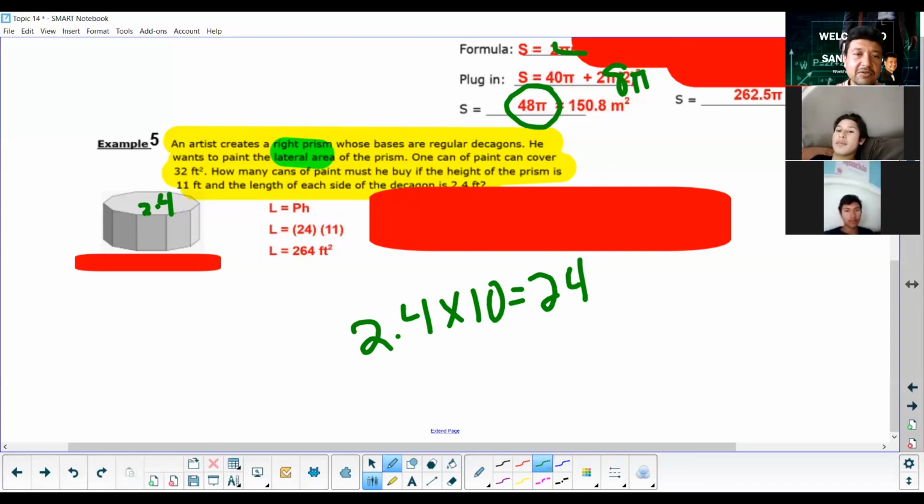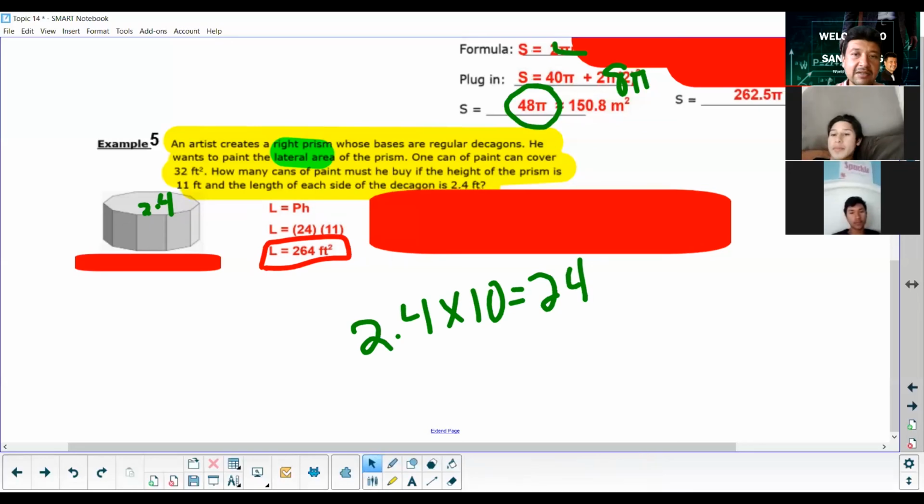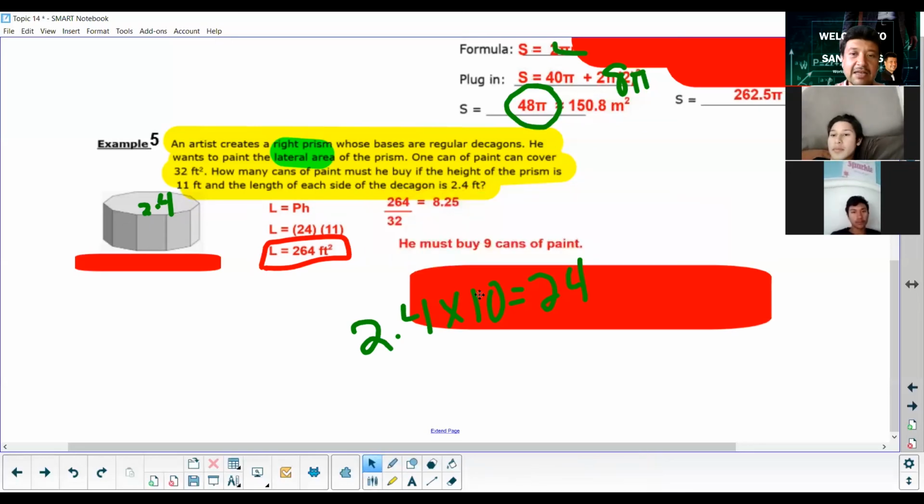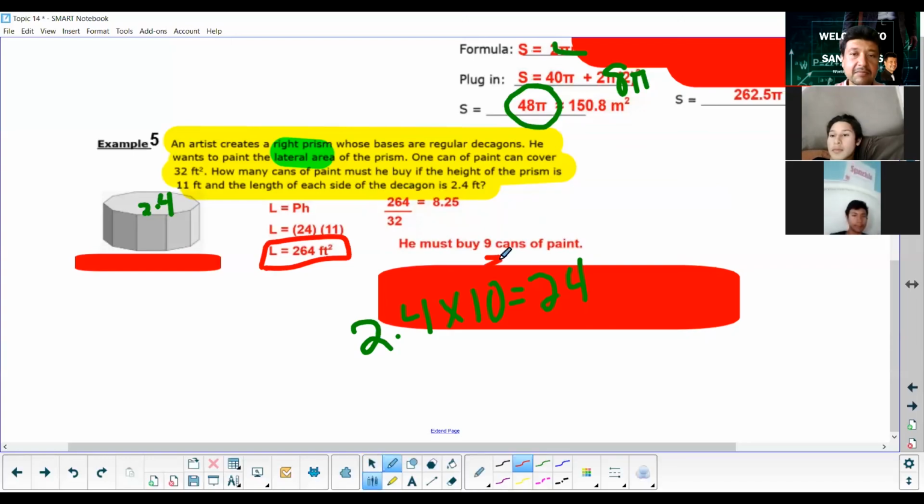After we get 264, we divide that by 32. Good, exactly right. So you must buy 9 cans of paint. Why is that? Because you always round up. What would happen if you bought 8? You would have a quarter of it missing. Exactly. You'll have a little small piece not covered, right?